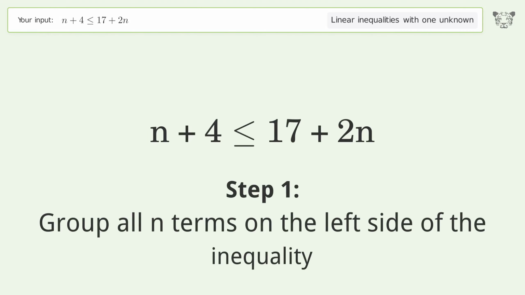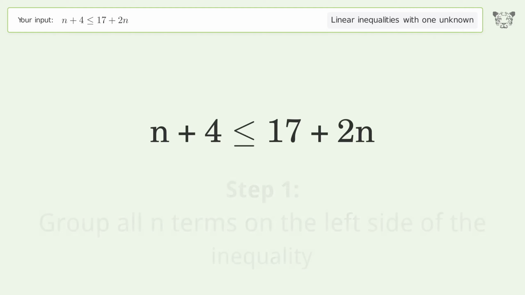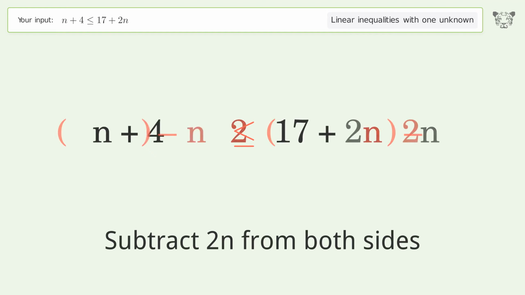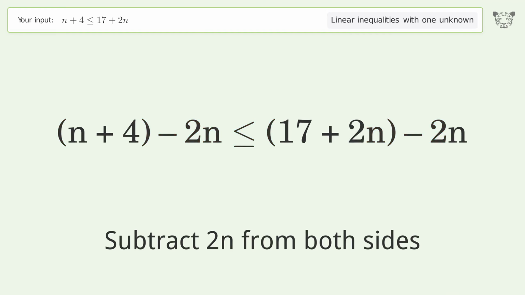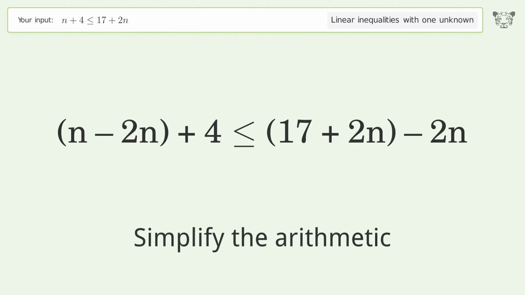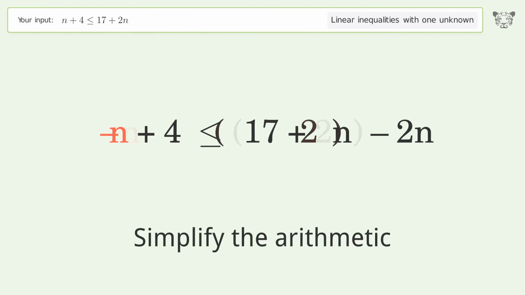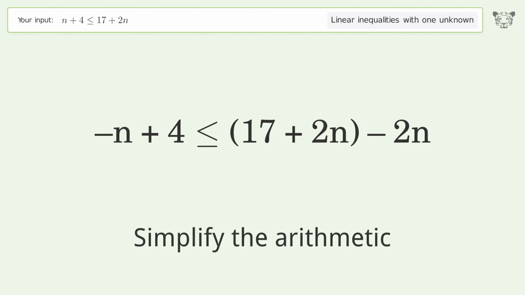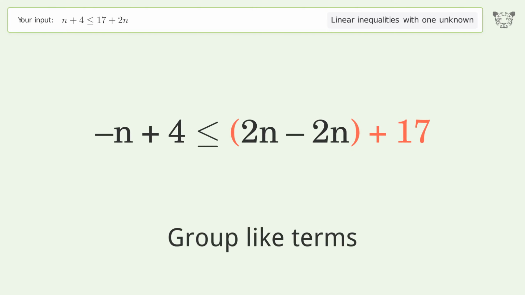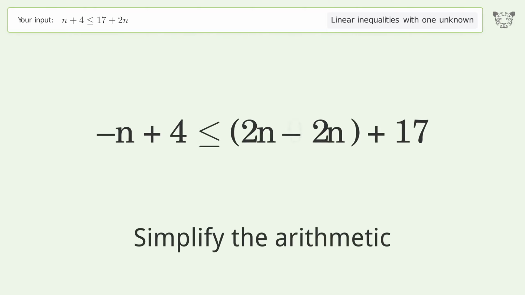Group all n terms on the left side of the inequality. Subtract 2n from both sides. Group like terms. Simplify the arithmetic. Group like terms. Simplify the arithmetic.